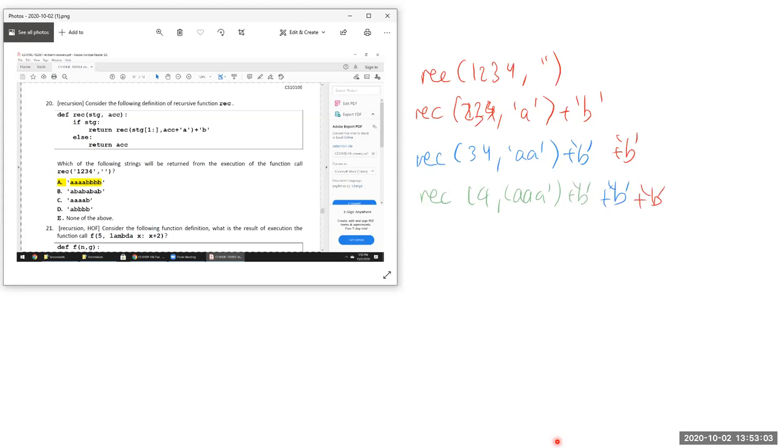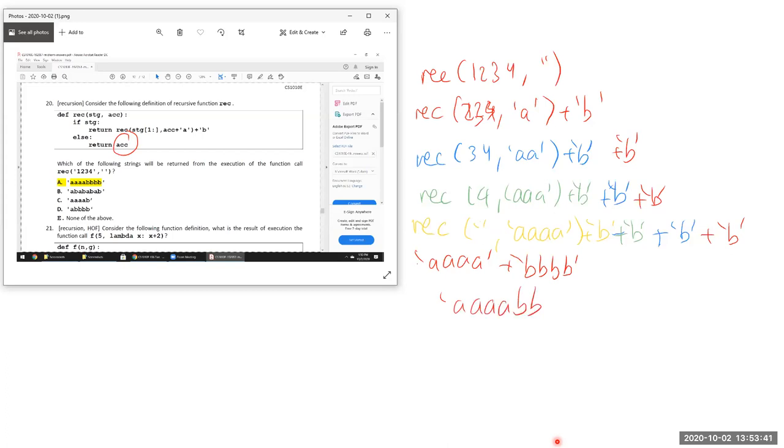Then next up we have yellow, which is an empty string now. AAAA B. All right, and lastly, it will just return ACC. So in this case, ACC is AAAA plus all the BBBBs. Hence, we got AAAA BBBB. All right. Do you get it? You just need to expand lah. It's not that hard, right? Recursion, you just need to expand.